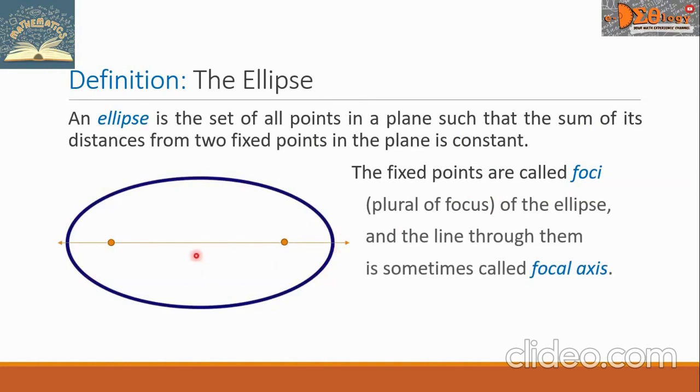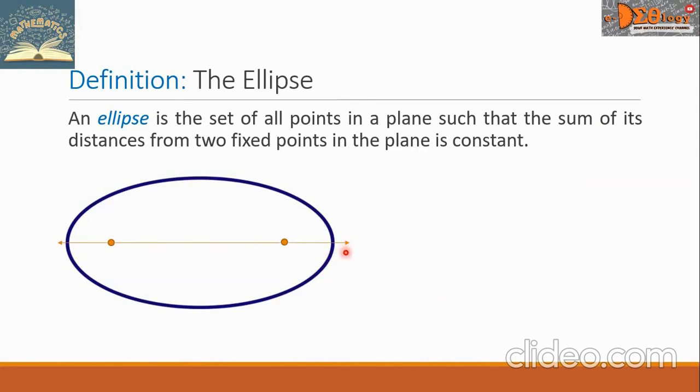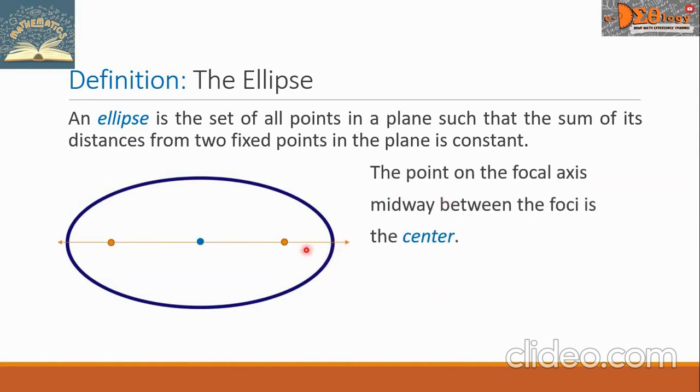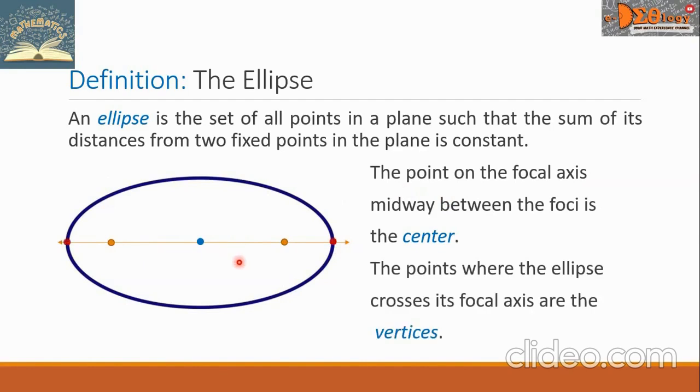The line through the foci is sometimes called the focal axis. Here is the line, and this is the focal axis. The point on the focal axis, midway between the foci, is the center. Here is the center. The points where the ellipse crosses its focal axis are the vertices. So we have 2 vertices. This is the first vertex, and this is the second.